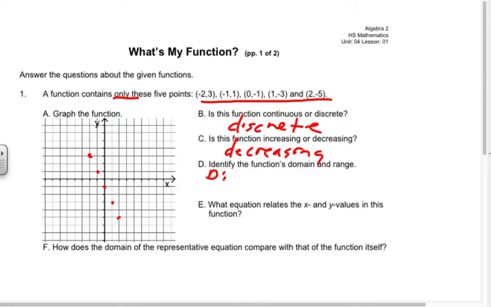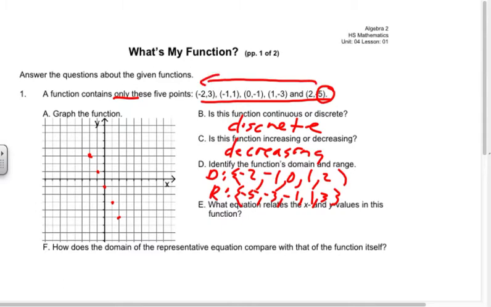okay, this is discrete, so we only have to list the x values, which will be -2, -1, 0, 1, and 2. Range will be just the y values, which will be -5, -3, -1, 1, and 3. Listing these things out going from smallest to the biggest this way.